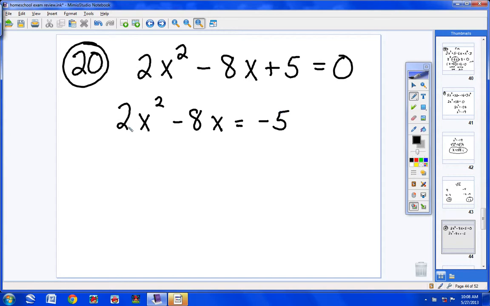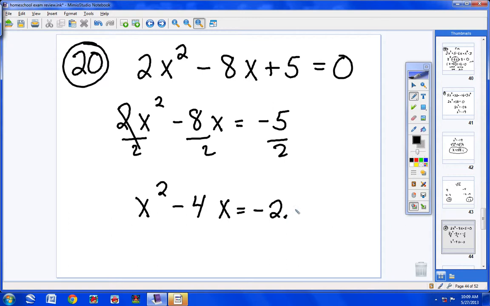So step 2 says whatever is in front of your x squared, you divide everything by that number. So we're going to divide by 2, divide by 2, divide by 2. Now I chose to use 2 because 2 is the coefficient of your x squared. These cancel, and you're left with x squared minus 4x equals negative 2.5. Now where did I get 2.5? Well, 5 divided by 2.